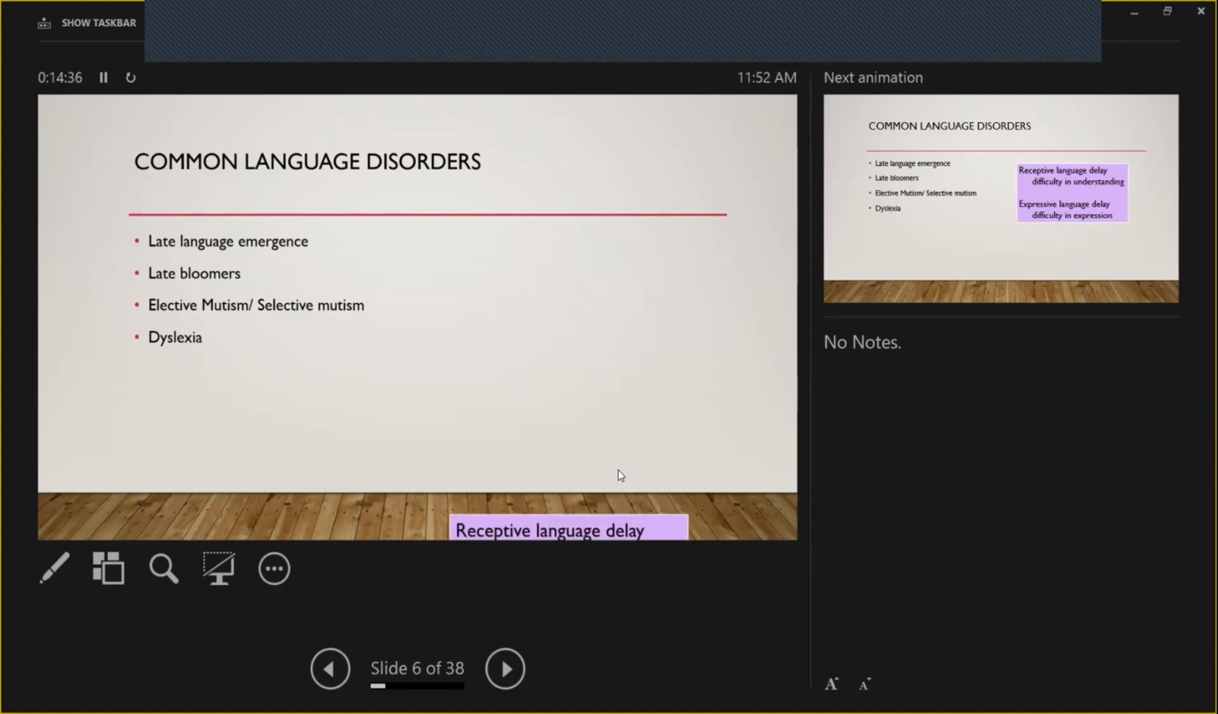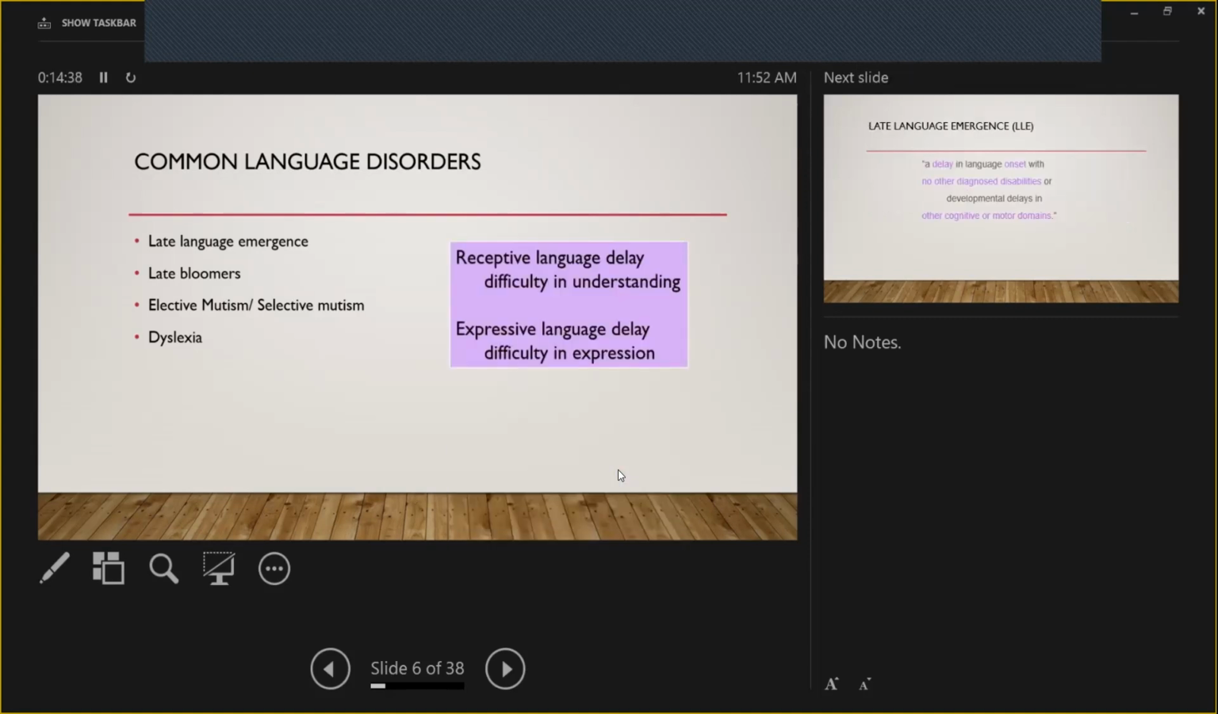So we'll go one by one. Whatever the language disorder, you can divide them into 2 types, right? One is receptive language disorder. Child can't either hear or understand what others are telling.